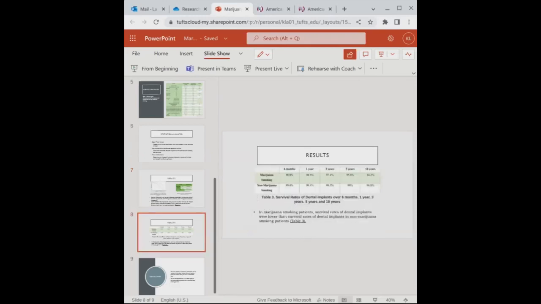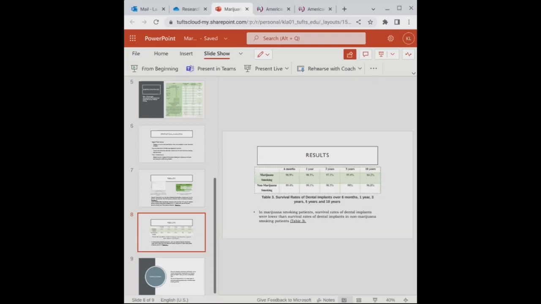Okay. And in table 3, we were showing the survival rates of dental implants between marijuana users and non-marijuana users. The marijuana users overall showed a lower survival rate compared to non-marijuana users. You can see that in the first 6 months between marijuana and non-marijuana smoking, the survival rate for marijuana smoking is about 0.5% lower.